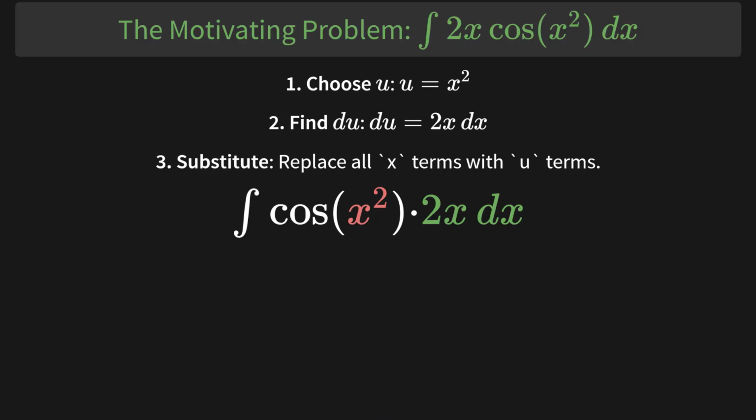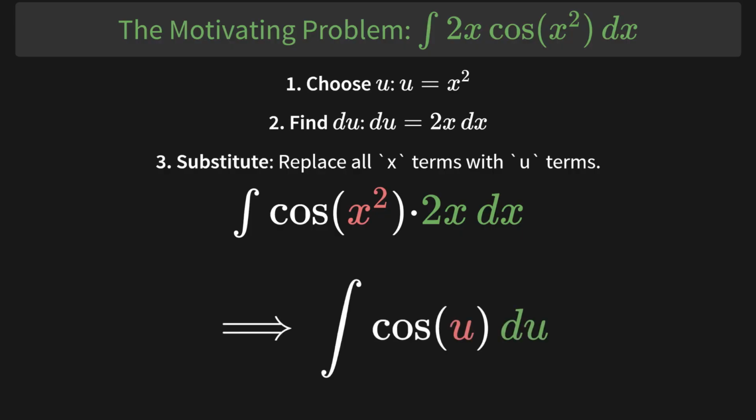Step 3. Substitute. This is where the magic happens. We replace all the x terms with u terms. So, the integral of cosine of x squared times 2x dx becomes the integral of cosine of u du. Look how clean that is. The complex part just vanished.